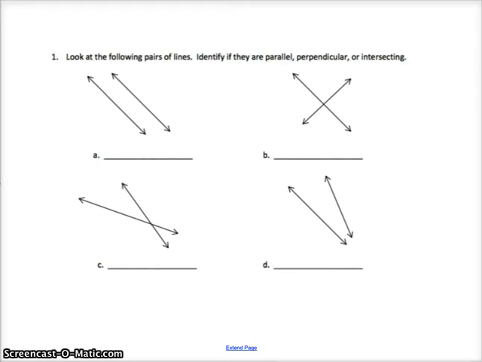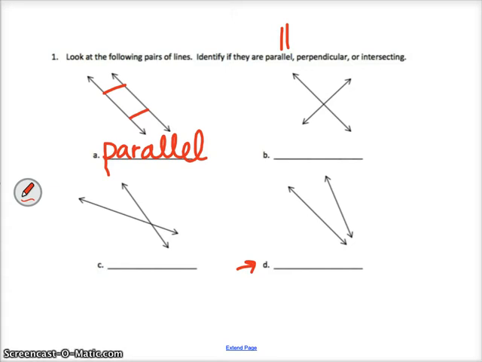So look at the following pairs of lines and identify, are they parallel, perpendicular, or intersecting? Well, I'm remembering that parallel means that they have two lines that won't intersect. Well, these two for sure don't intersect. They're the same distance apart, so I'm writing parallel for these. Okay? Now I'm looking down at D, and I'm seeing that those two lines don't intersect. But third graders, think to yourselves, will they intersect at some point if they continue? Yes, they will. So they cannot be parallel.